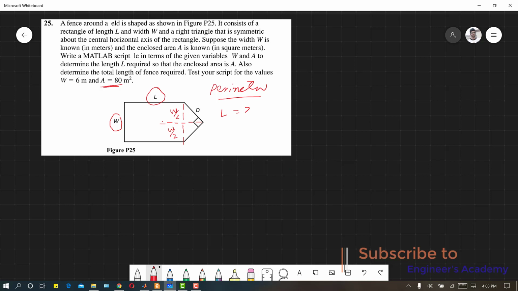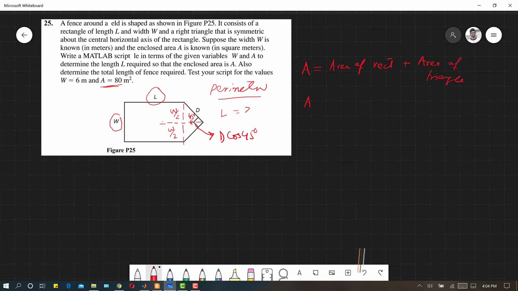So now to solve this problem, we need to write the equation for area. So area is equal to area of rectangle plus area of triangle. For the area of the triangle, we need to know this length. So this length is equal to d cos of 45 degrees. As this triangle is symmetrical about this line, this angle is 45 degrees. So now this length is d cos of 45 degrees.